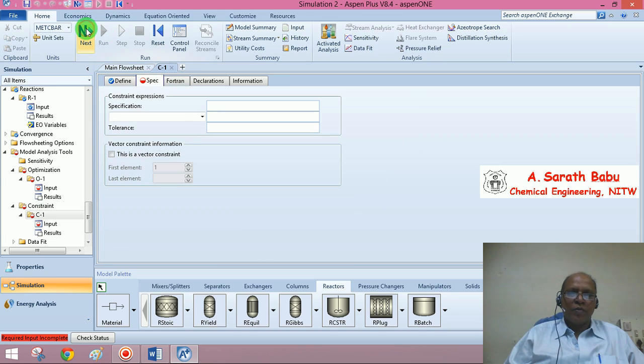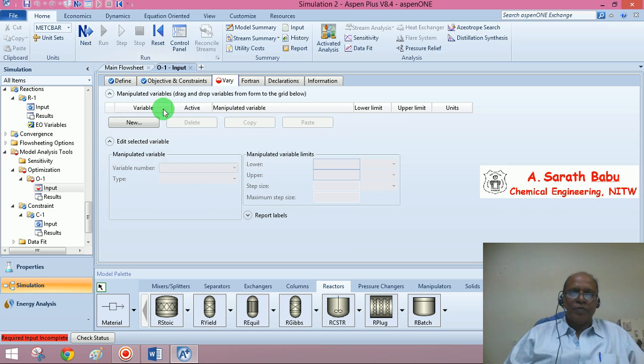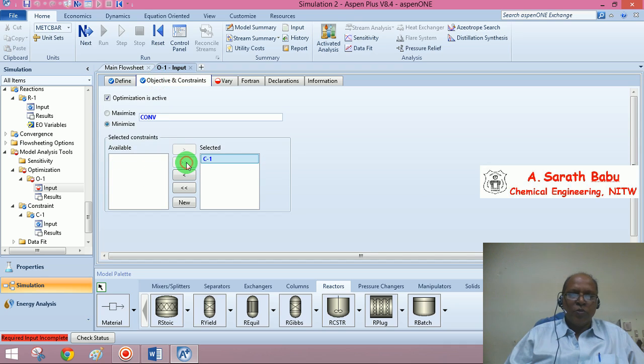Say next. So spec is V1 plus V2 plus V3 plus V4 should be equal to 20 meter cube. Let us allow some tolerance. Next. So this constraint should be made effective. Say next.